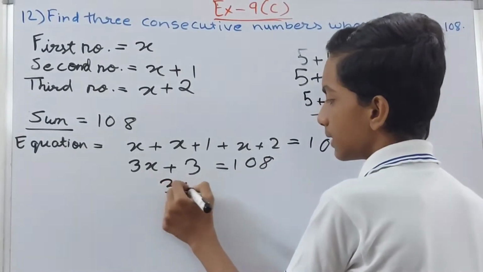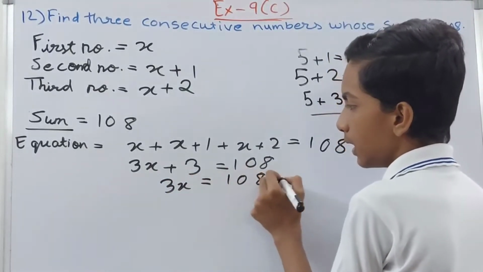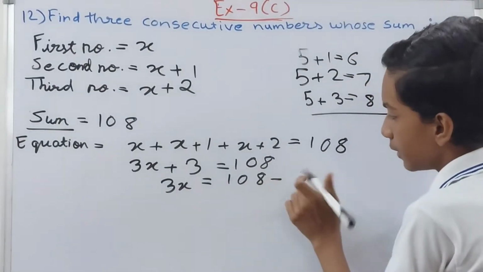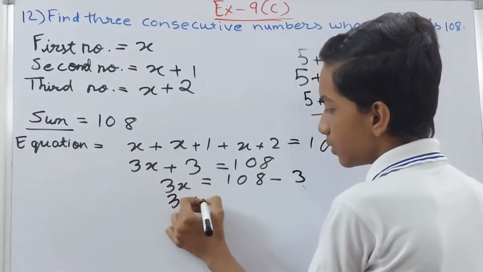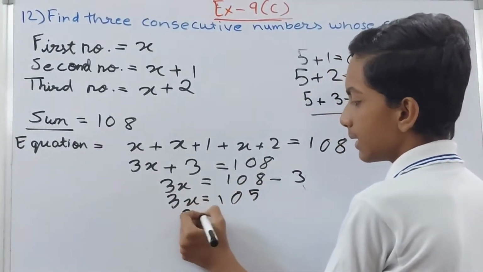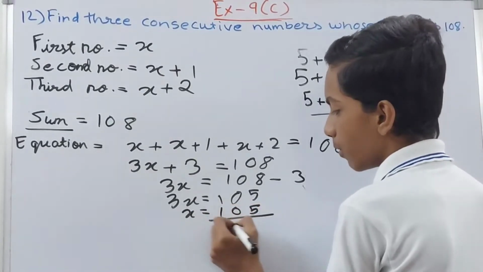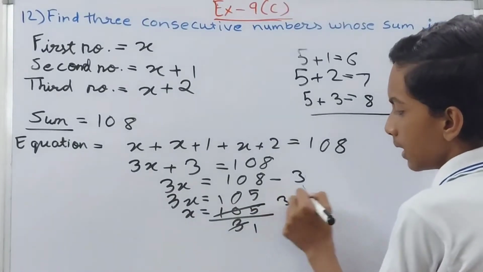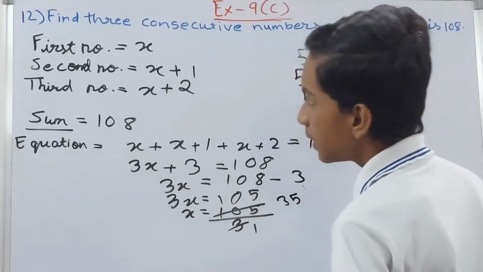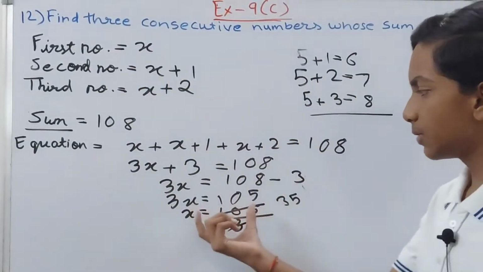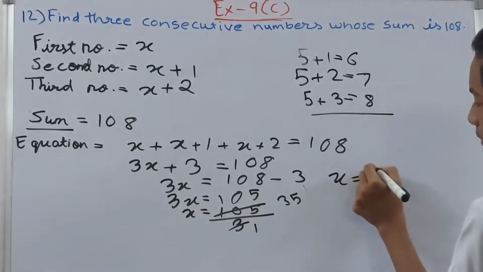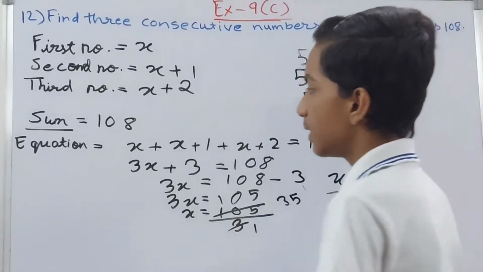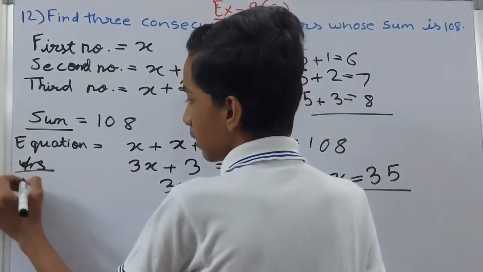So 3x equals 108 minus 3, sorry, not 5, this is 3. So this becomes 3x equals 105, and so x is equal to 105 upon 3. We cancel, so x is 35. This means our first number was x, and x equals 35. So our first number is 35. You can write it here in the answers column.